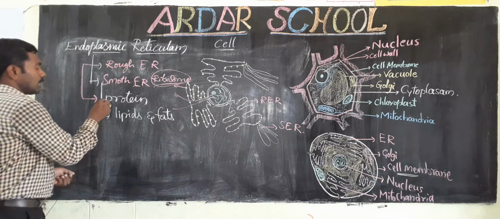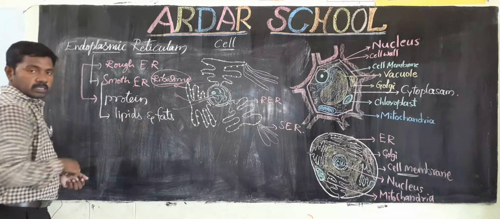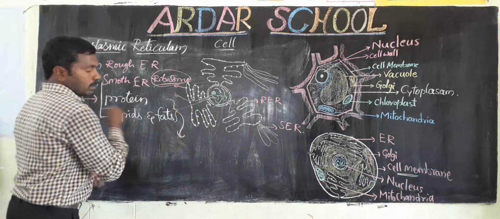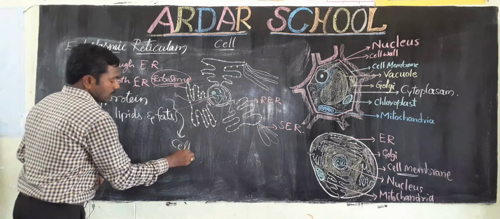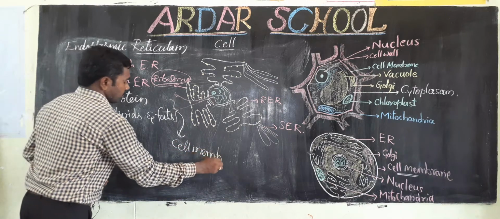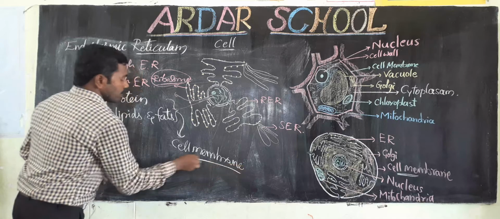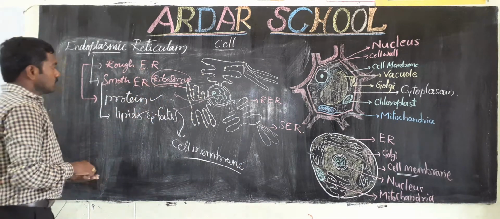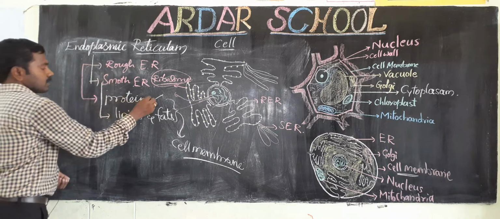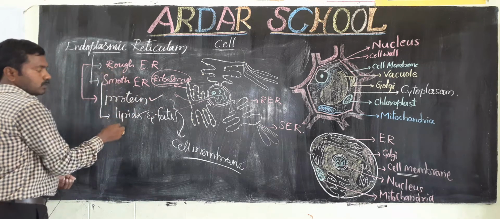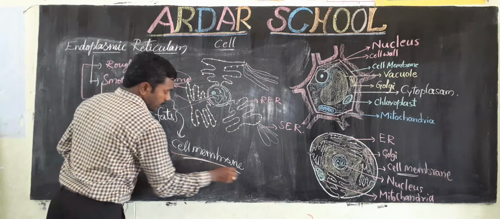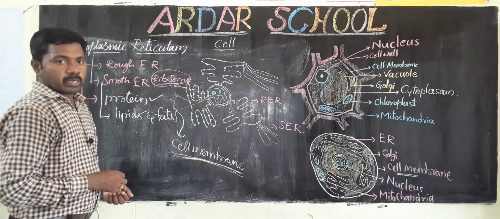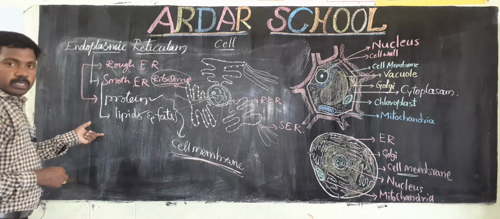So with the help of these proteins and lipids, cells make the cell membrane. The cell membrane is made up of proteins and lipids. Where these are synthesized, proteins and lipids, they are utilized for the development of the cell membrane. Okay children, this is the endoplasmic reticulum.